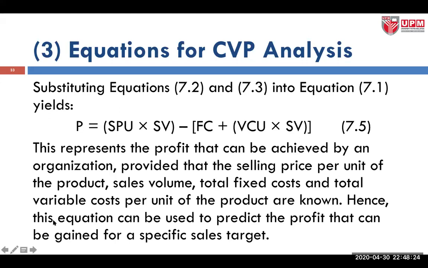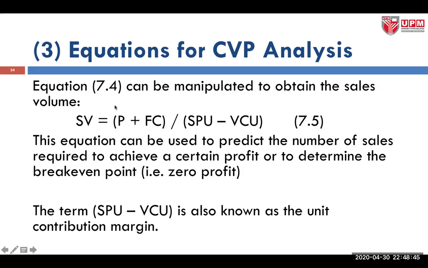So you may reduce the cost of material. Sometimes it is very difficult. You try to find ways to maintain the profit or increase the profit by adjusting the other factors. And then equation 4 can be manipulated to obtain the sales volume. This equation can be used to predict the number of sales required to achieve a certain profit, or even to do the break even. What is the break even point? The zero profit.